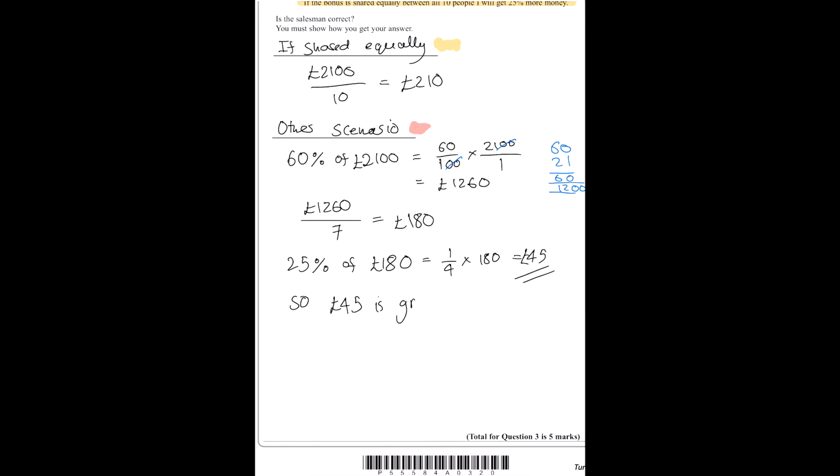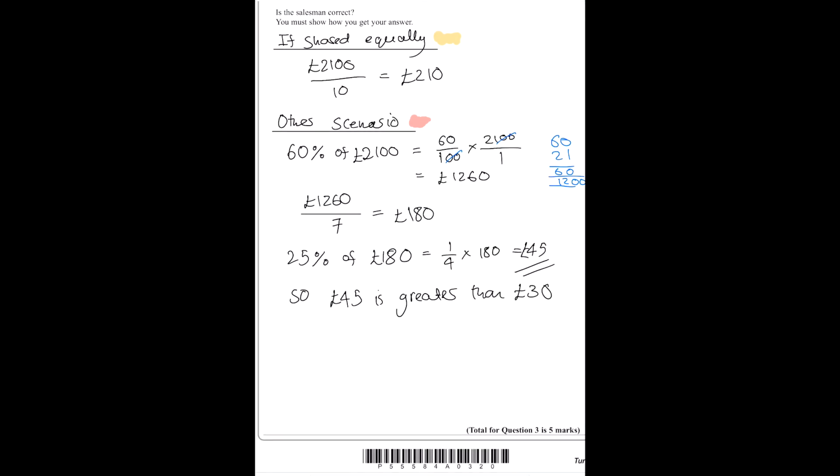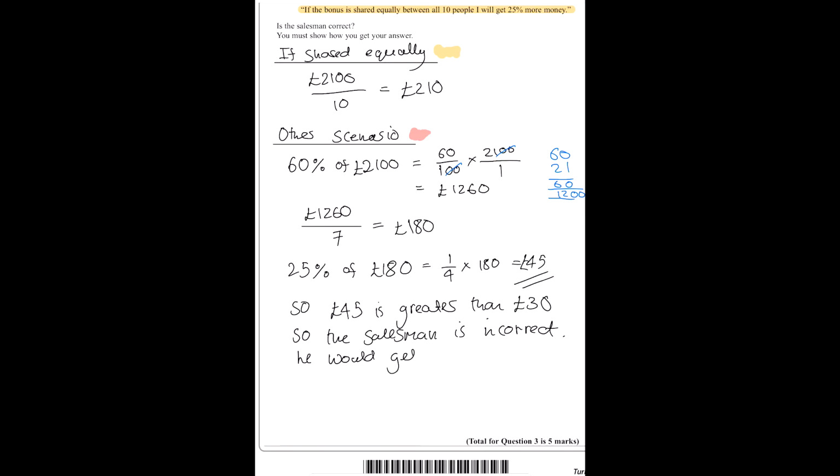So £45 is greater than £30. So the answer is no. The salesman would get less than 25%.